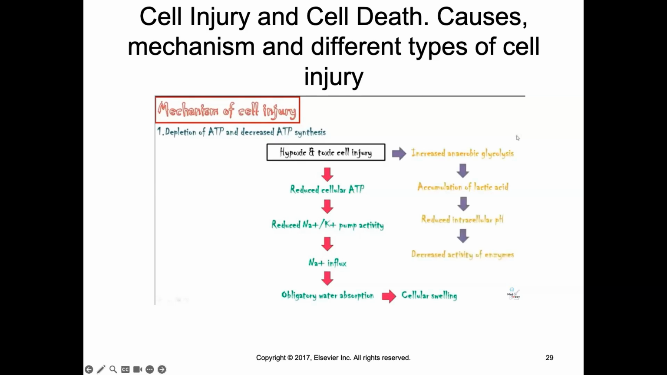Anaerobic glycolysis tends to use up glucose derived from intracellular glycogen stores. As a result, depletion of glycogen stores occurs. Reduced ATP level also causes failure of calcium pumps, resulting in excessive calcium influx. With further ATP depletion, ribosomes start to detach from the endoplasmic reticulum, causing a reduction in protein synthesis.